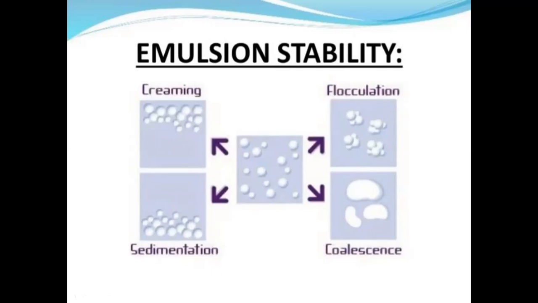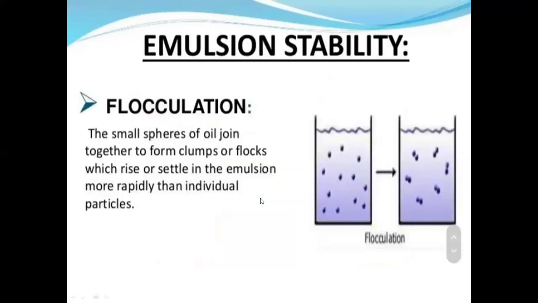Particles come together, creaming. Then flocculation. This is flocculation. Coalescence, one mass is formed, and then this is sedimentation. Sedimentation means at the bottom ला ते collect होतात. In which first one is flocculation. The small spheres of the oil join together to form clumps or flakes, which rise or settle in the emulsion more rapidly than individual particles.